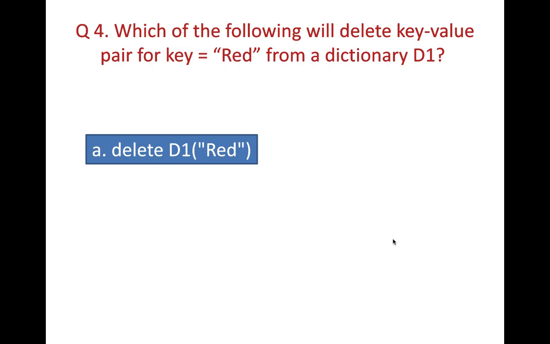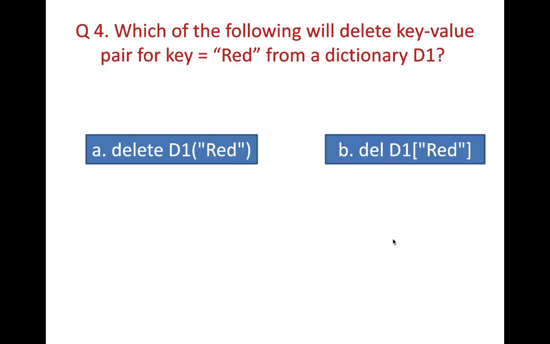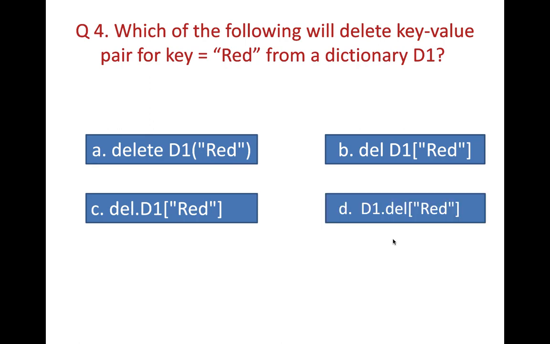So we have a dictionary D1. All of us know what a dictionary is. It's in the Python basics from class 11. So in the dictionary D1, a key is there which is called red. And what we need to do is delete the key value pair for the key red. Now which statement will be used for deleting? Do you remember we had a statement del, not delete. That means option 1 cannot be there.